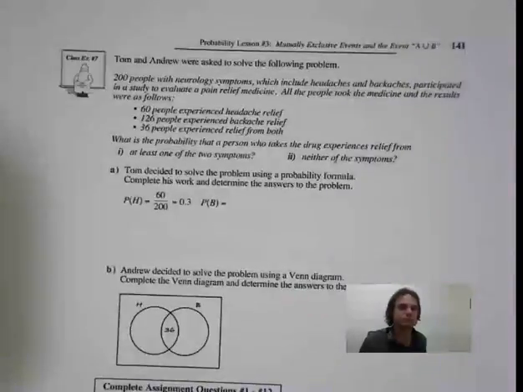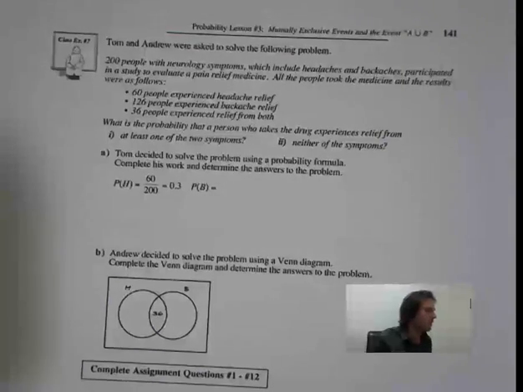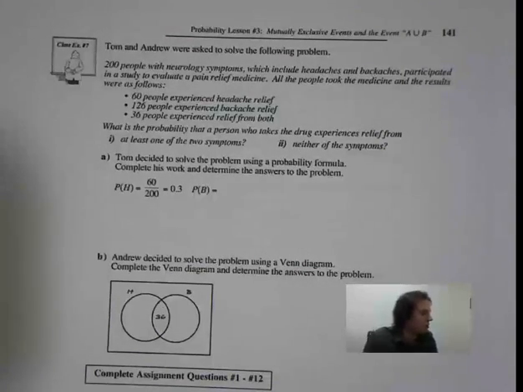Last question. Tom and Andrew were asked to solve the following problem. So 200 people with neurology symptoms, which include headaches, backaches, participated in a study to evaluate the pain relief of medicine. All people took the medicine and the results were as follows. 60 people experienced head relief, 126 people experienced back relief, and 36 experienced relief from both. So, this one here is complicated. The easiest way to do this, I would say, is a Venn diagram, like is down in B.